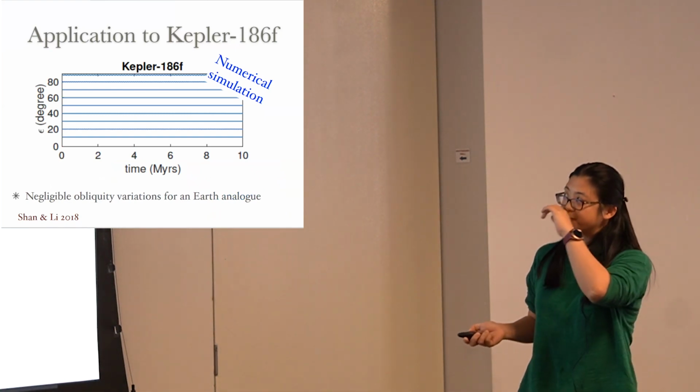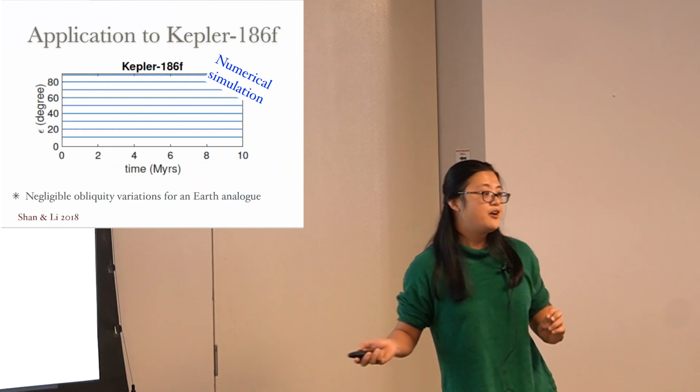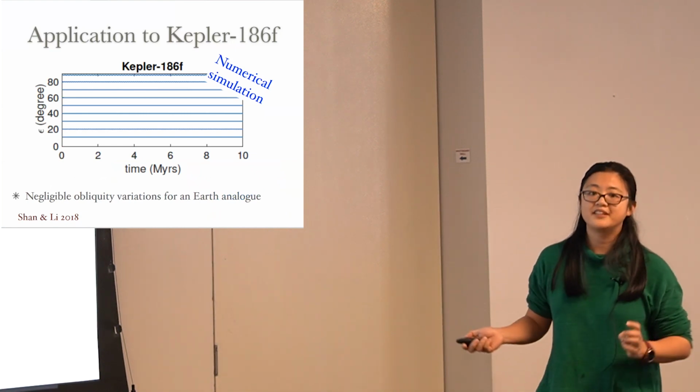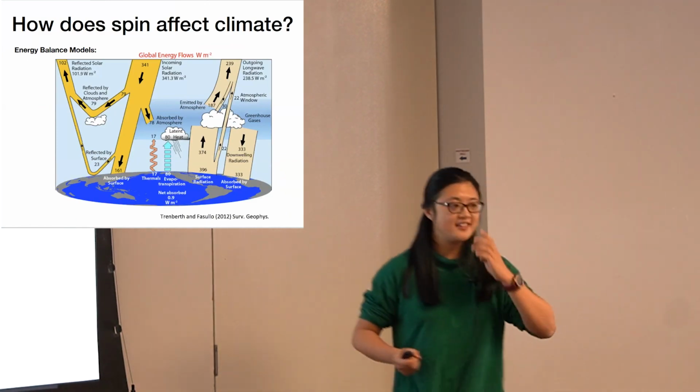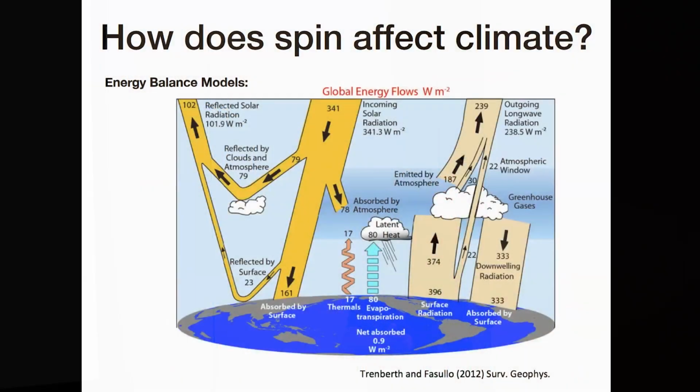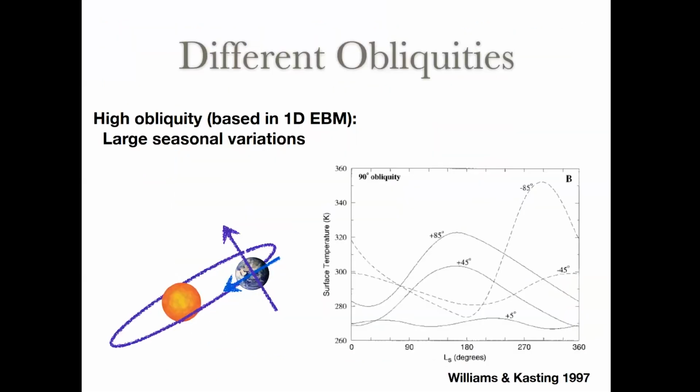And it agrees with numerical simulations comparing the frequency analysis with simulating this spin evolution numerically. Okay, so now you may wonder, we're looking at how the spin varies for the planets, but how does it actually affect the climate on the planetary system?